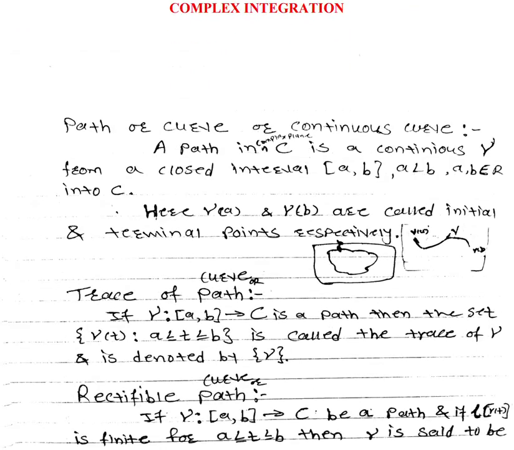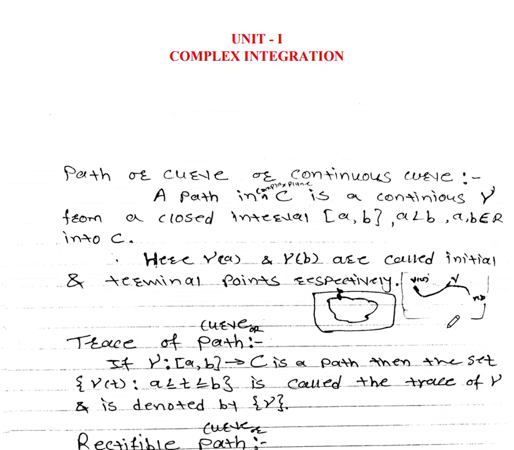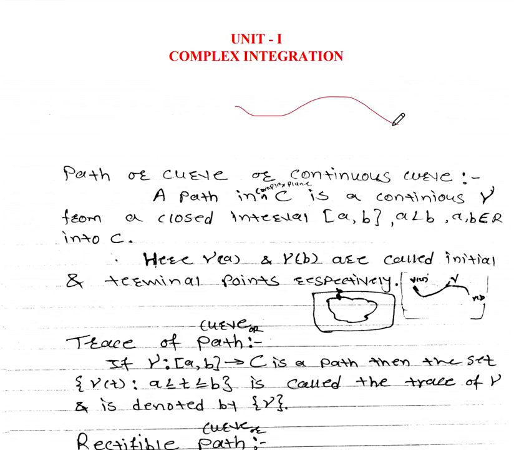The first definition is a curve, or we can say a path, or it is also called a continuous curve. We know that generally any bending line is called a curve line. It should not be a straight line. If there is any bending line, this type of line is called a curve. So what is the mathematical definition of the path or curve?